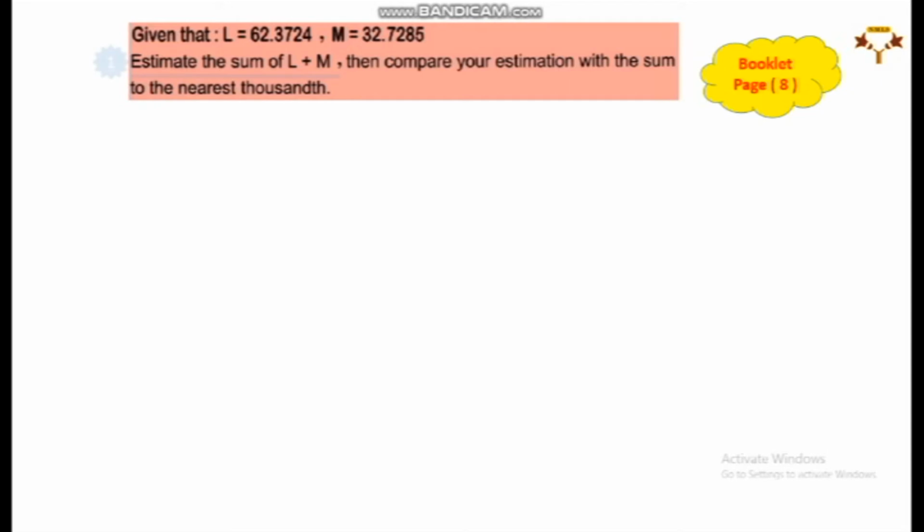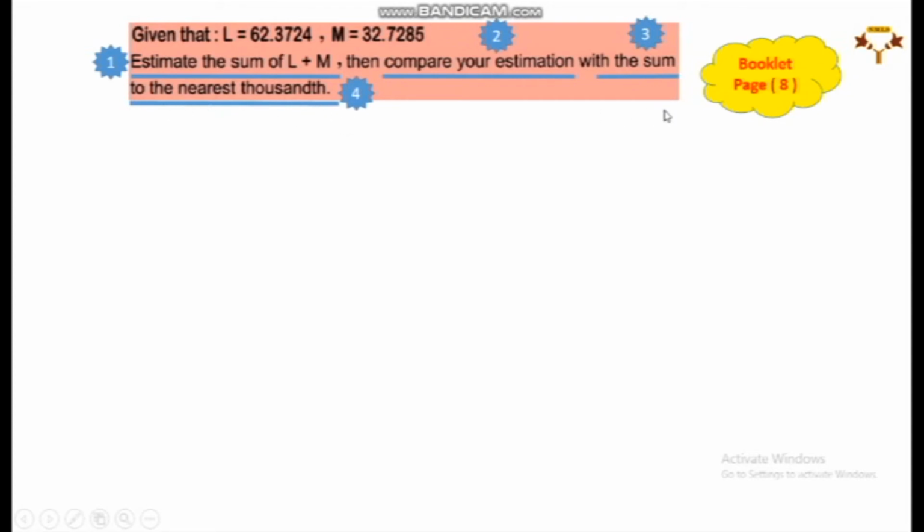Let's see this question. Given that L equals 62.3724 and M equals 32.7285, estimate the sum of L plus M, then compare your estimation with the sum to the nearest thousands. So it's clear that you have here 4 things to solve. First, you have to figure out the estimation of L plus M, then compare your estimation to the sum and approximate it to the nearest thousands. So what will you do?